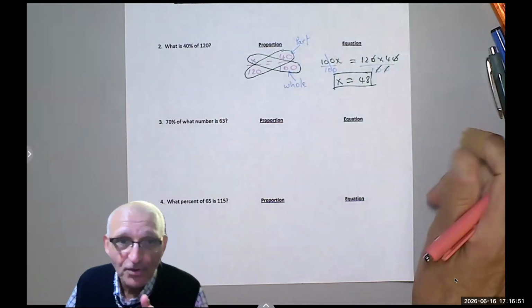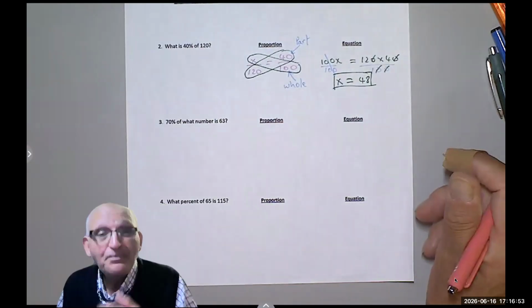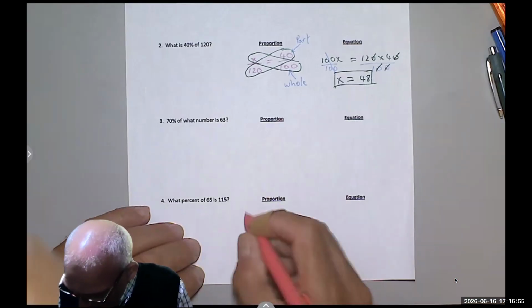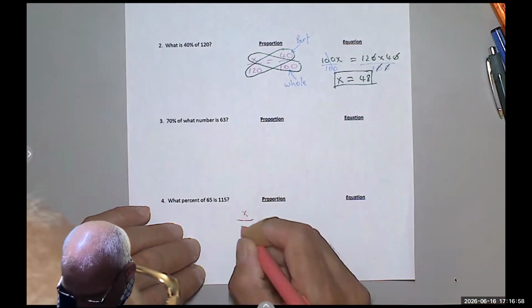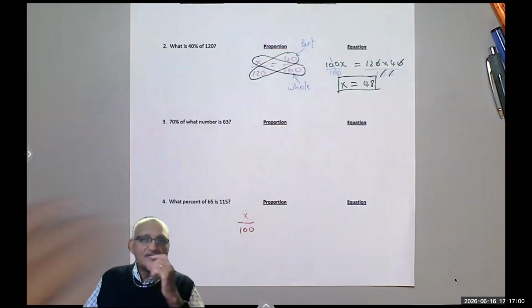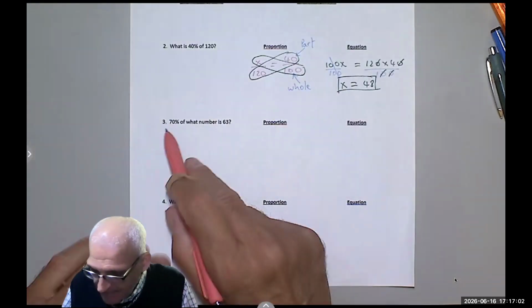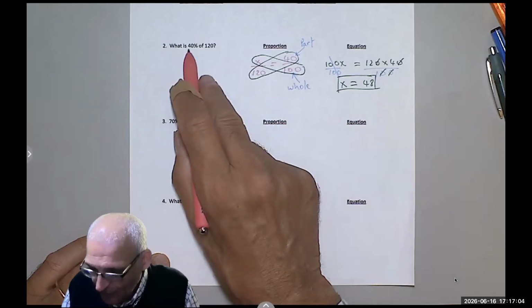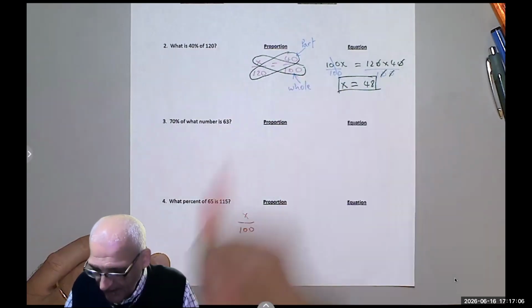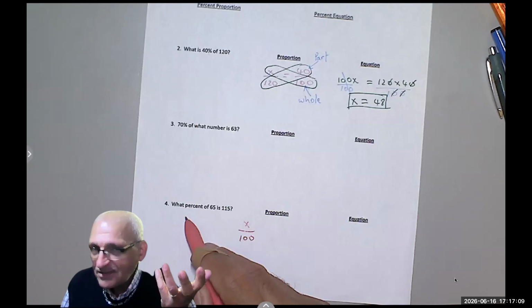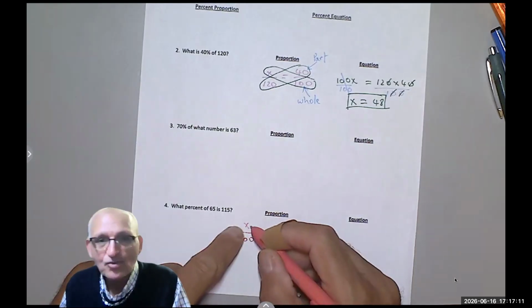This is extremely important because here it says what percent. I don't know the percent, so it's X over 100. The X is the percent. Like in the last problem it was 40%, so I wrote 40 over 100. Here it says what percent, and they don't know the percent, so I write X over 100.